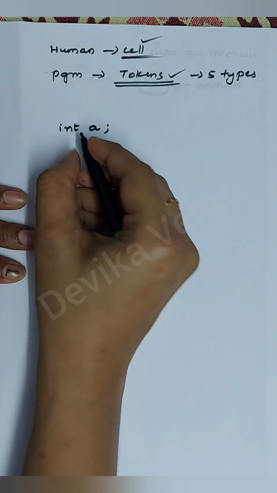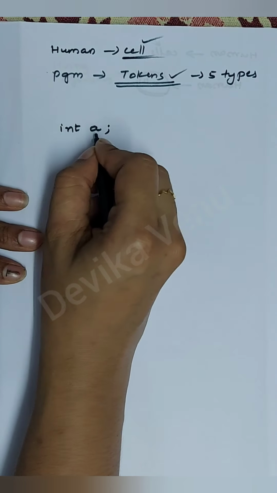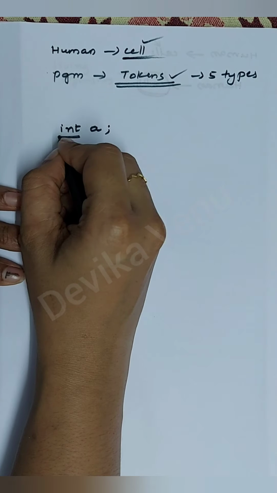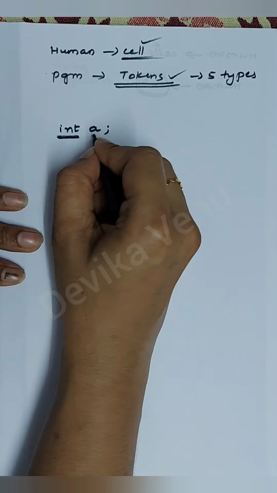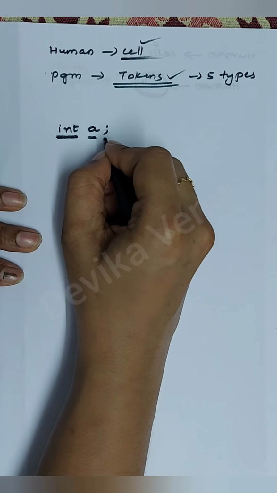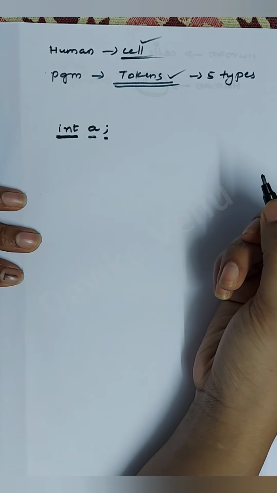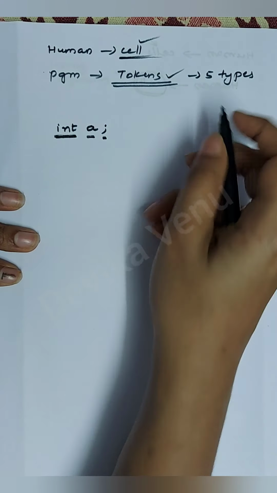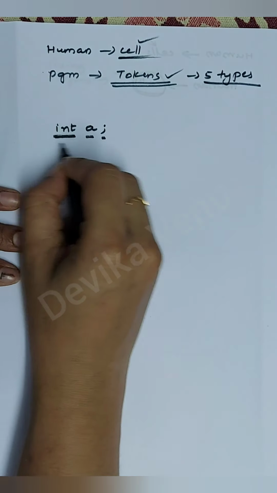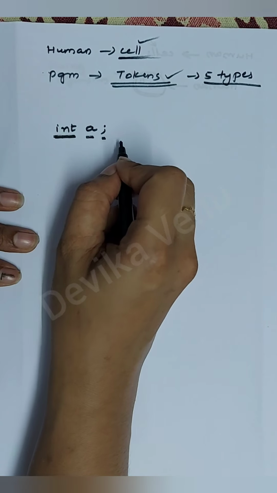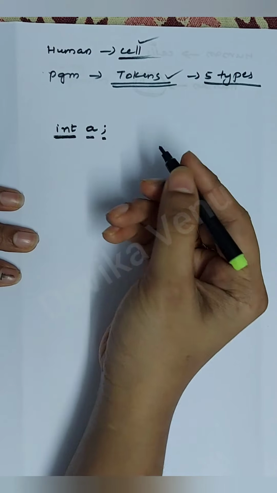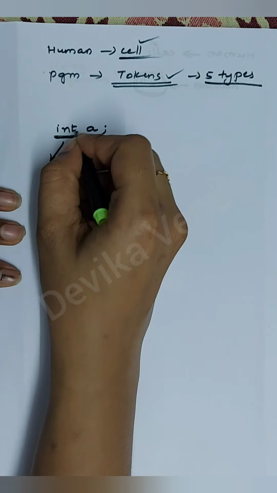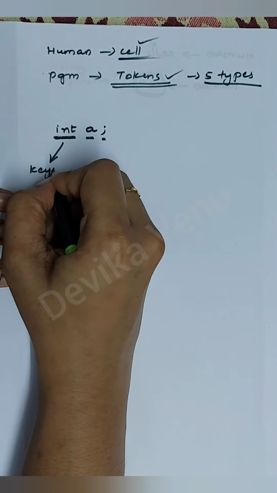Okay, and there are 3 different things here. What are they? Int, isn't it? There's a thing known as int, and a, and a semicolon. These are 3 different types of tokens. There are total 5 types. Here in this one line, there are 3 types of tokens. So we'll see what these are. First one, int, this is a keyword.